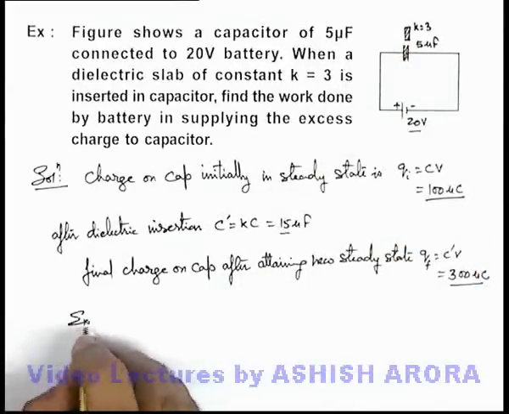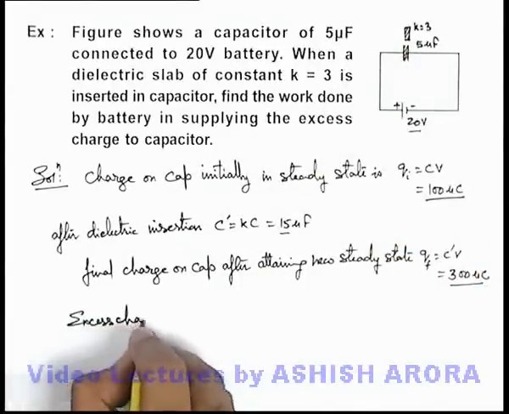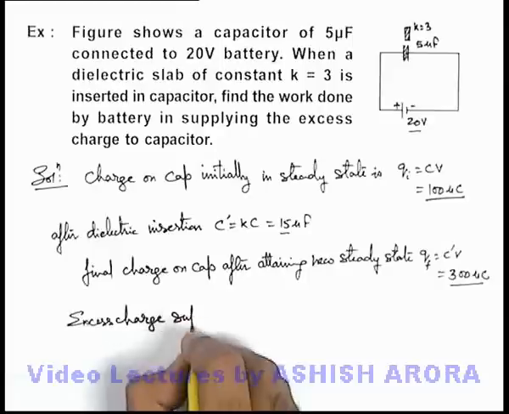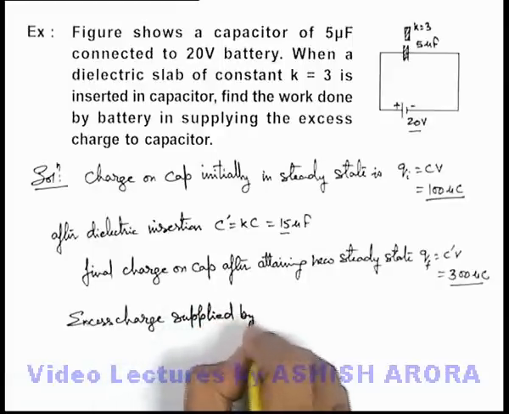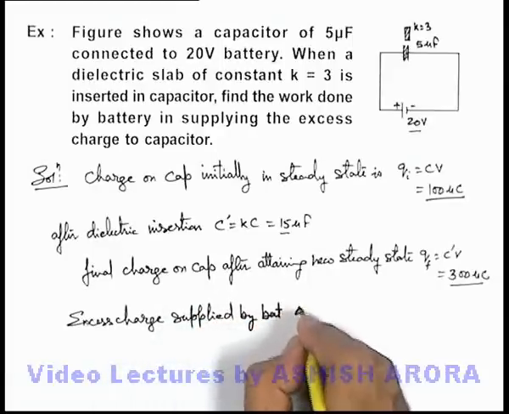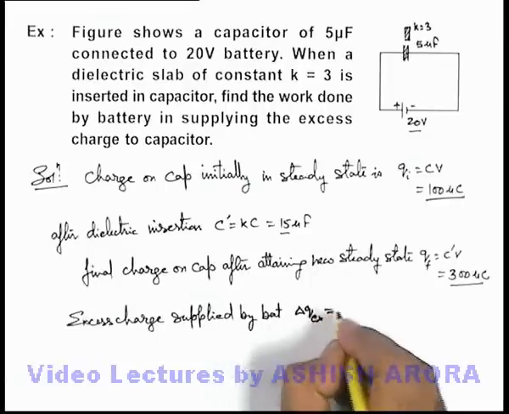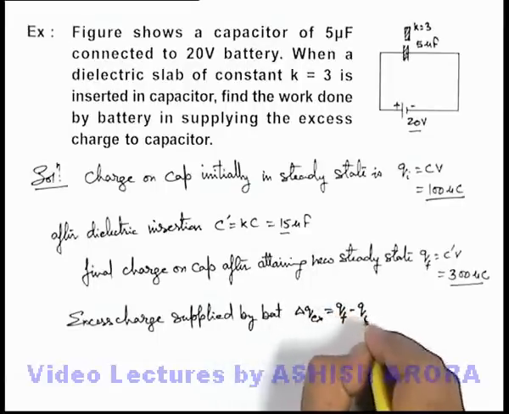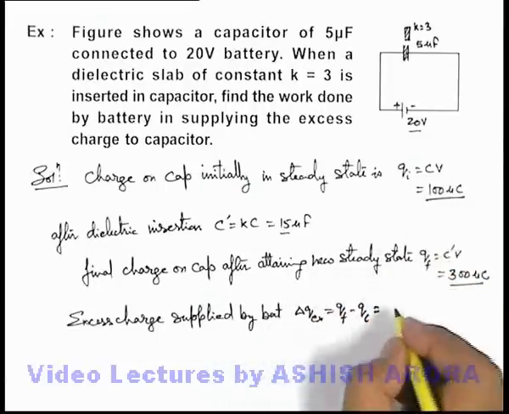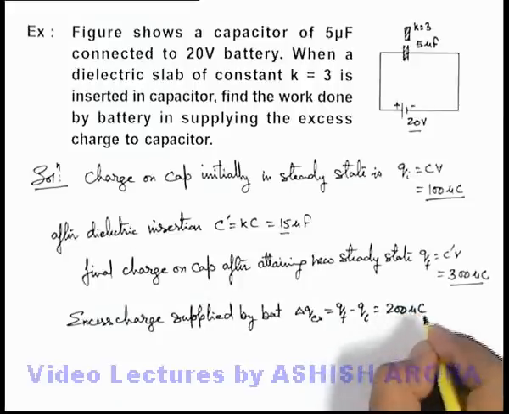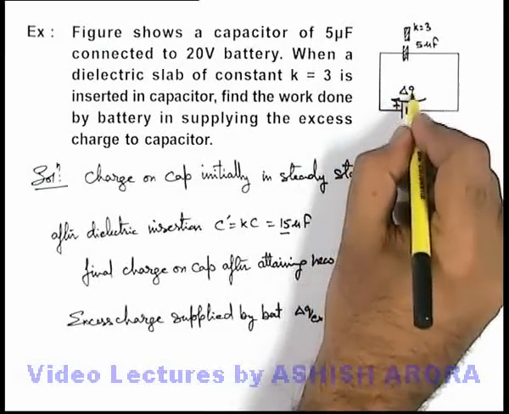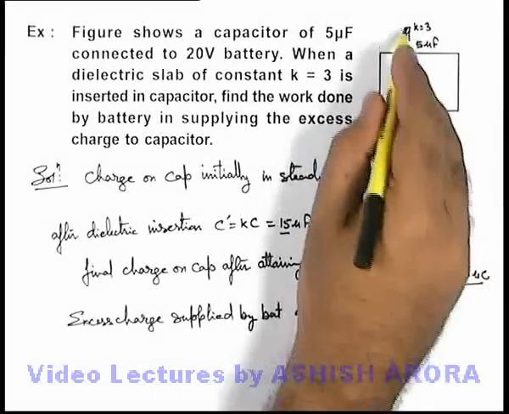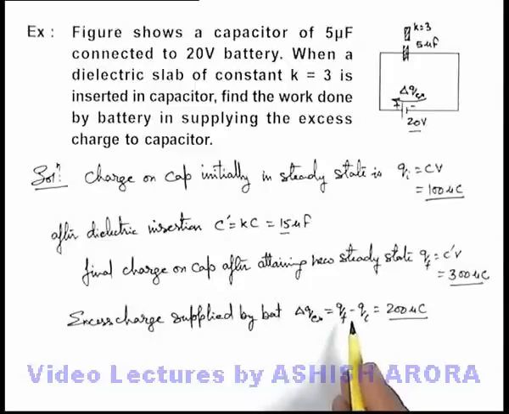If we calculate the excess charge supplied by battery, this can be written as delta Q excess. That will be Q final minus Q initial. That will be, you can see 300 minus 100 is 200 microcoulomb. This is the amount of charge the battery has supplied, delta Q excess, during the process of insertion of dielectric between initial and final steady state.